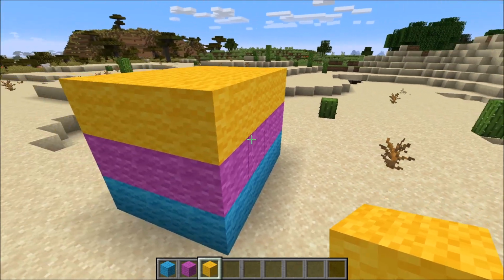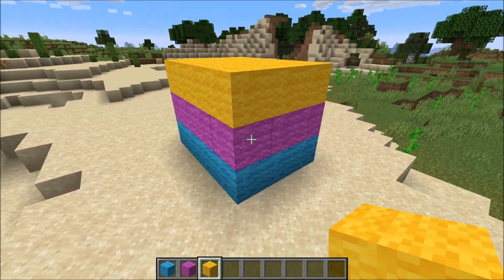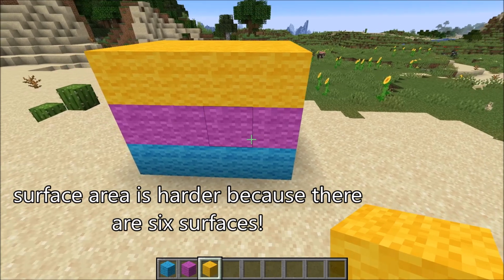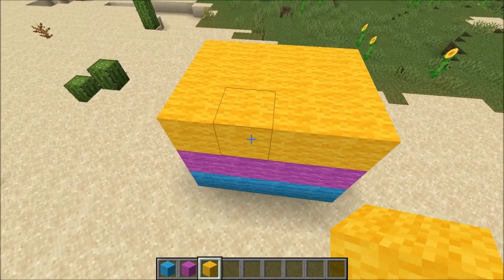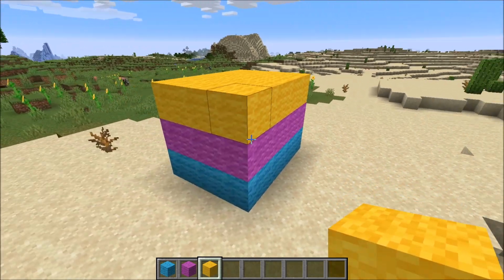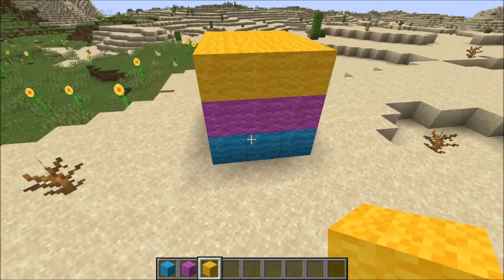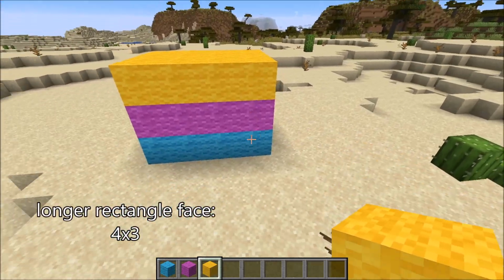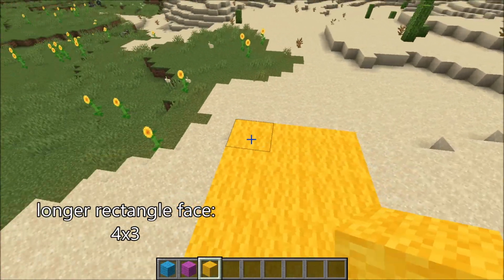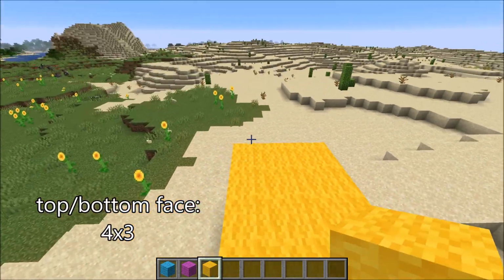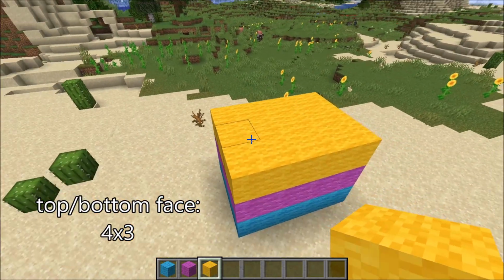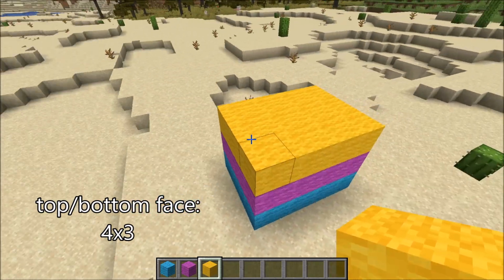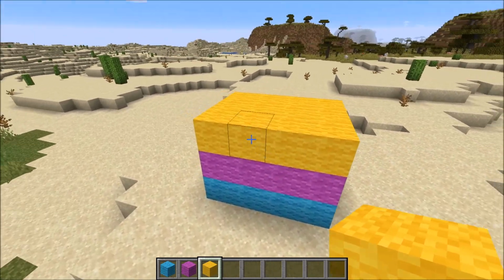Now the more challenging thing to calculate here is actually surface area. And that's because this thing actually has so many surfaces. So you'll notice that there's kind of a square side here. There's this longer rectangle side still on the side here, and then there's this other longer rectangle side on the top and on the bottom. So an interesting thing about a rectangular prism is that every face is basically duplicated.